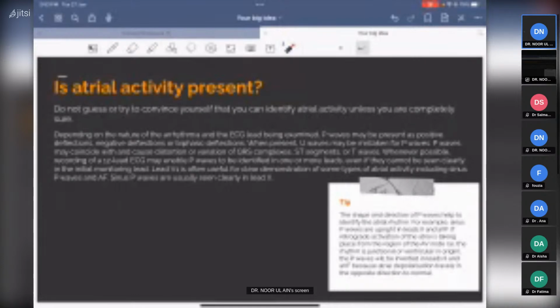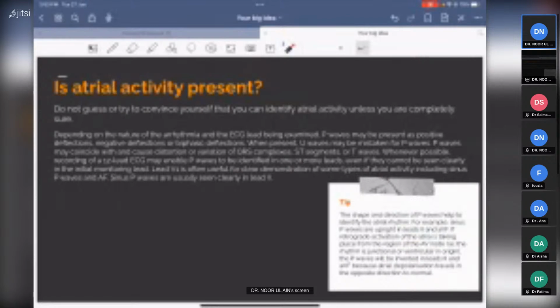So, P waves, you know that it's a positive deflection, right? As a positive deflection, of course, you'll have a positive deflection in leads 2 and aVF. If you see a negative deflection in lead 2 and aVF, then you need to tell yourself that probably something is wrong here. Probably the atrial activity is not coming the right way, which is from the SA node to the atrial myocardium and then to the AV node.